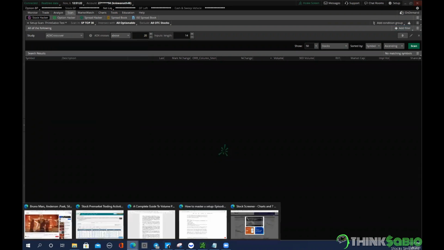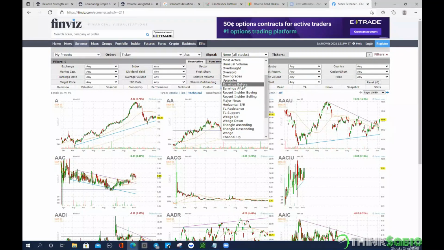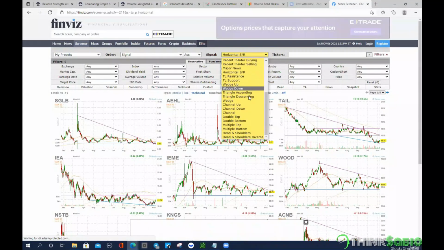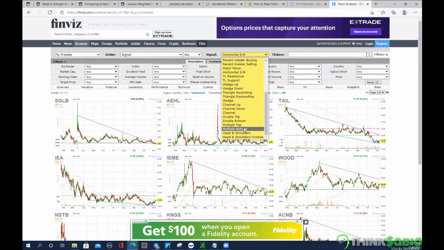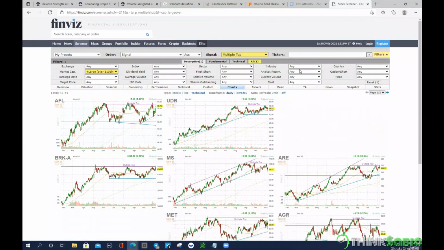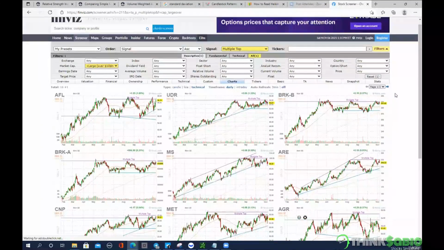I use Finviz just like you do. I majorly look at one more thing called multiple bottoms and multiple tops. And then I try to restrict my market cap to large caps here. So I look at these things, and then I'll just go chart by chart.